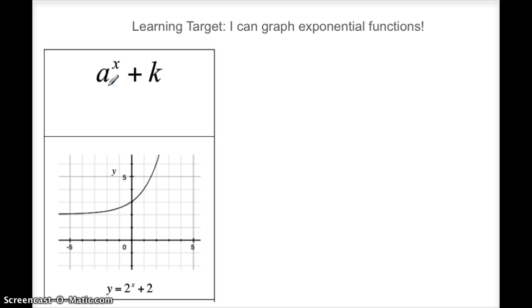In this last graph, where we've got our number raised to a power and then we add some number to it, if you can tell by the graph, it causes a shift up or down. So in this equation, you notice we added 2, so the graph shifted up 2.